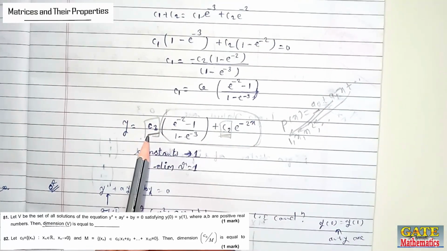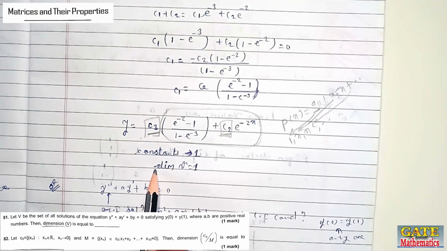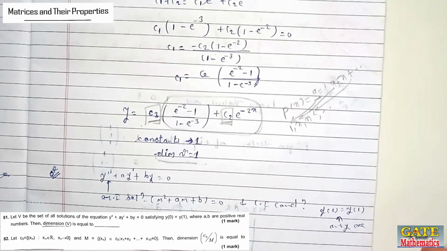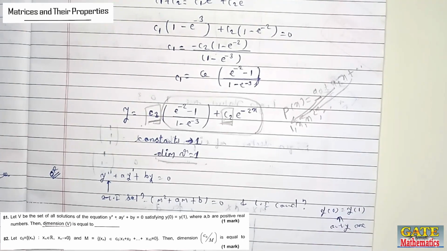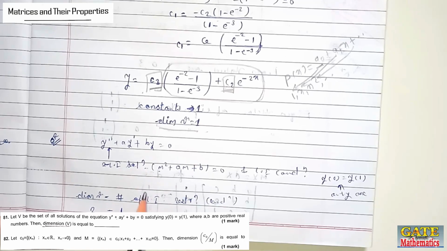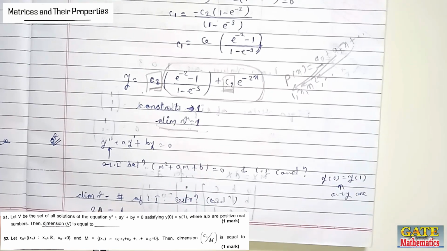Since C2 is out, the number of bases is only one, and if the number of bases is one, then the dimension of V, the set of solutions, is 1. The number of bases in our set is the dimension of the vector space, or the dimension of the set of solutions to our question. You may also apply another way to find the dimension: dimension of vector space minus the number of linearly independent restrictions. We have only one linearly independent restriction, that is y of 0 equals y of 1.